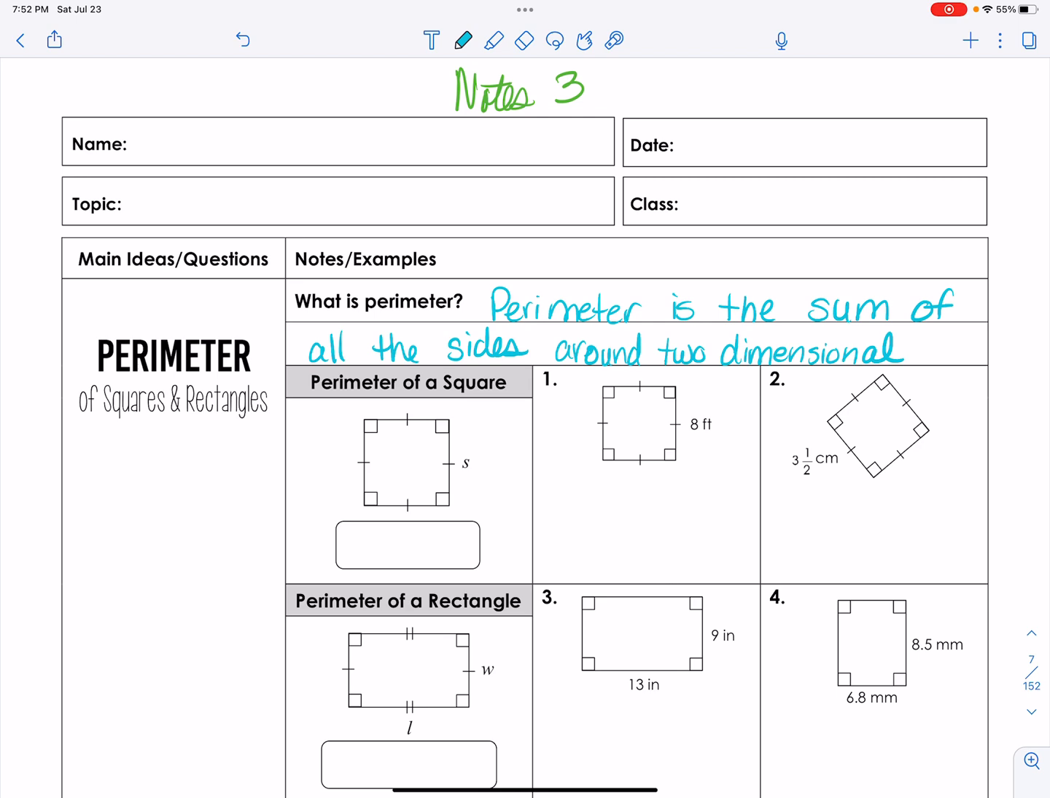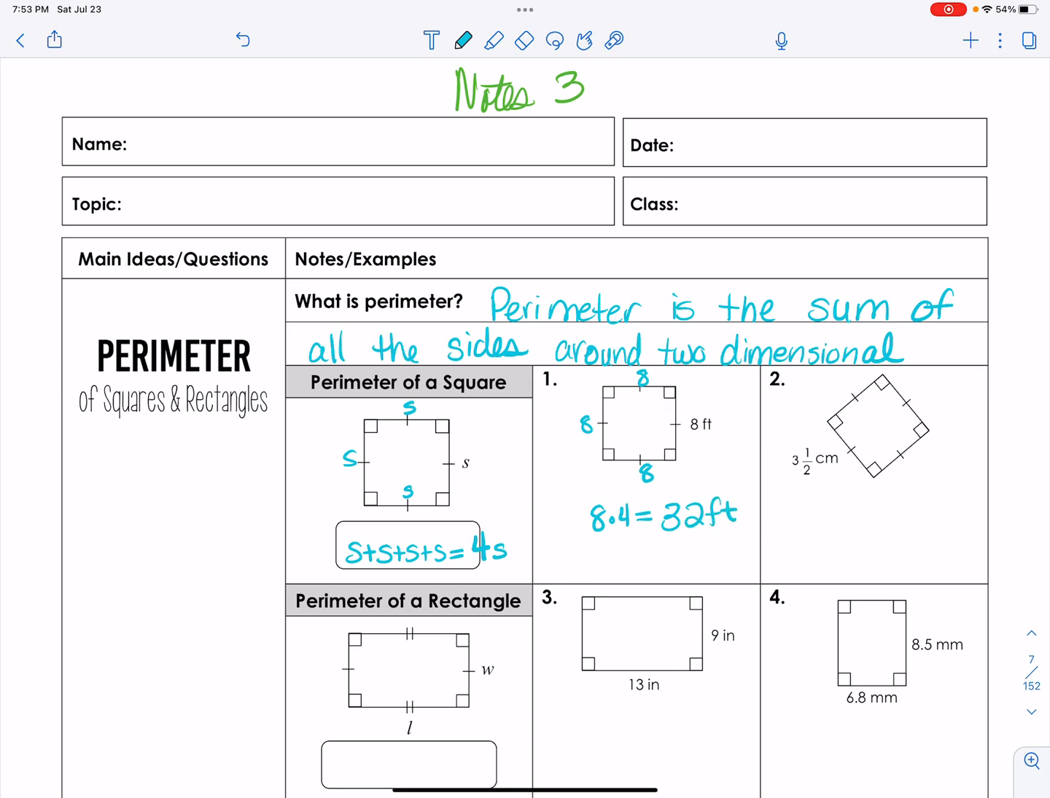So if I look at the perimeter of this, all of these would be S's. So I would say S plus S plus S plus S, and that would be 4S. Okay, those are like terms. We have kind of talked about that. On the next one, it would be 8 plus 8 plus 8 plus 8. Some people ask, can't I just do 8 times 4? So that would be 32 feet.